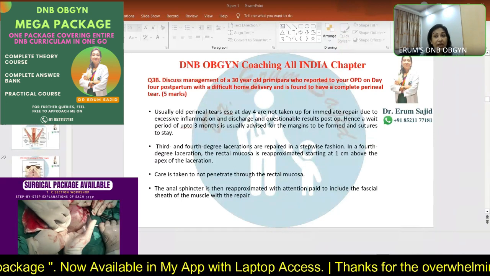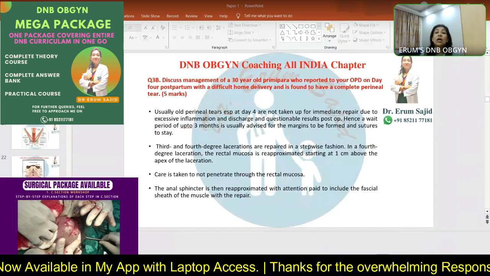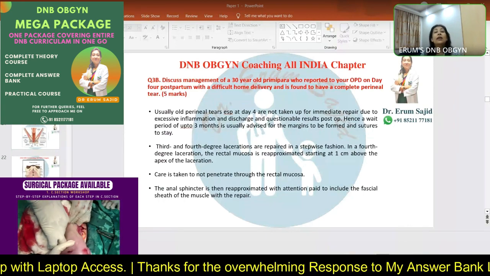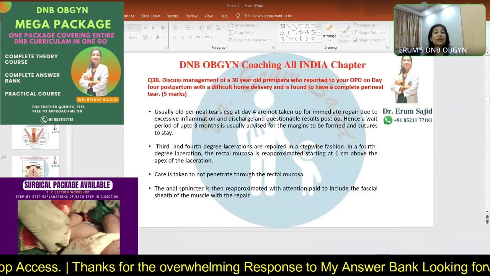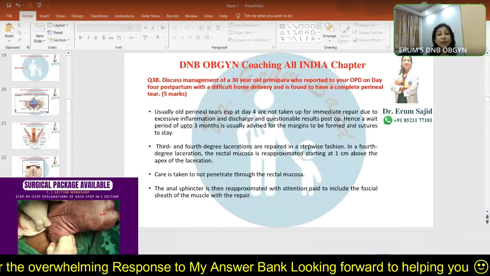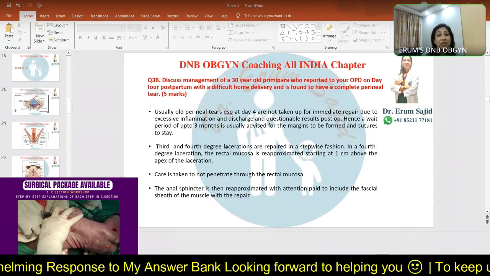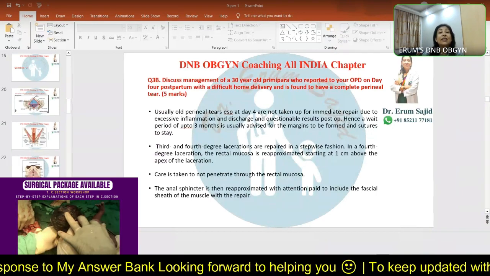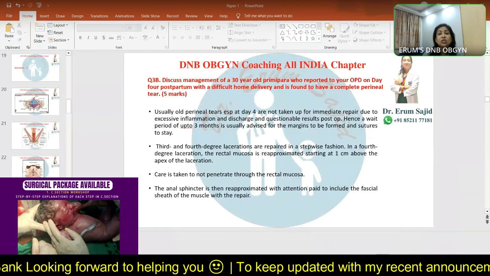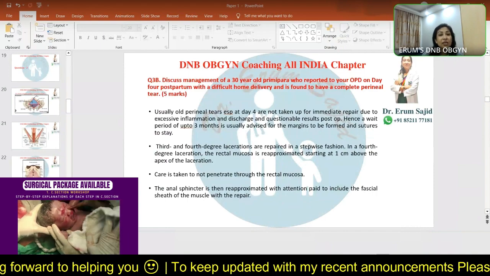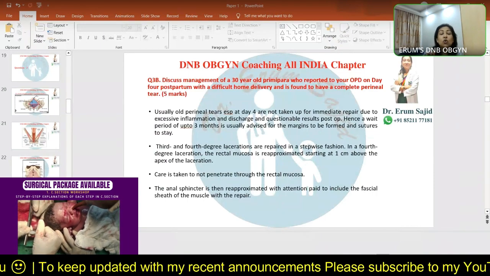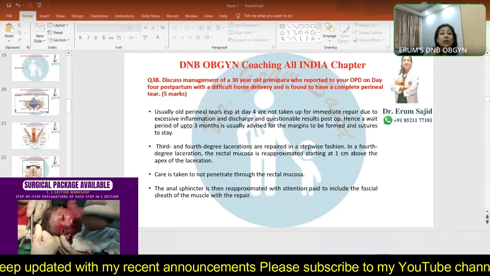rectovaginal fistula is that it should not be repaired on any day. Either it's repaired immediately or it is delayed for at least 3 months. You know the reason why? Because a wait period is essential so that the margins are formed and the sutures can stay. Otherwise, a lot of inflammation, lot of discharge, lot of oozing. Even if you take the sutures, they will not stay.